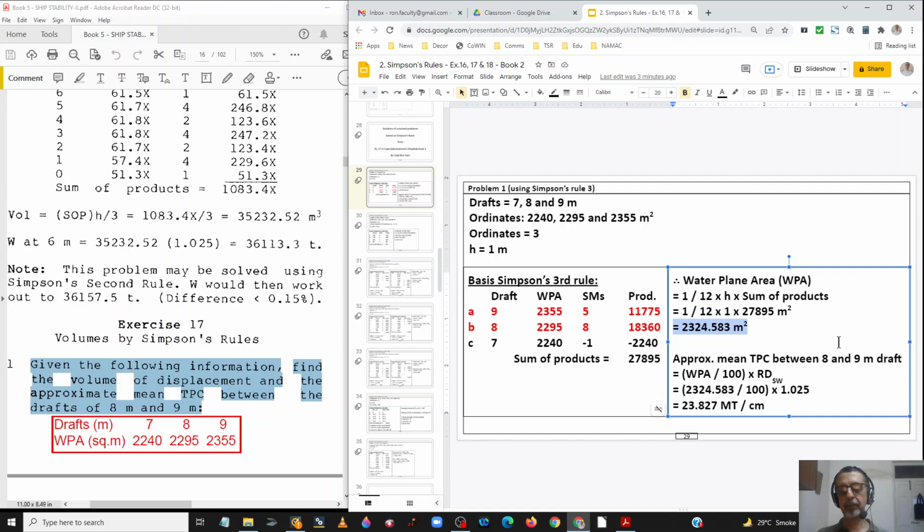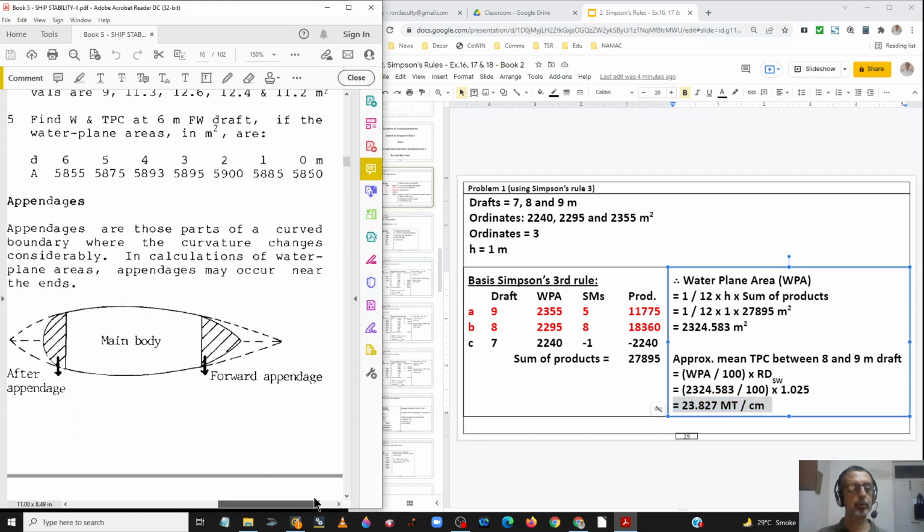Now we know the formula for TPC is water plane area divided by 100 into the relative density of salt water. Therefore, when we substitute the values of WPA, water plane area, and we know the relative density of salt water is 1.025, we get the approximate mean TPC between the drafts of 8 and 9 meters is equal to 23.827 metric tons per centimeter. Moving on to problem number 2.